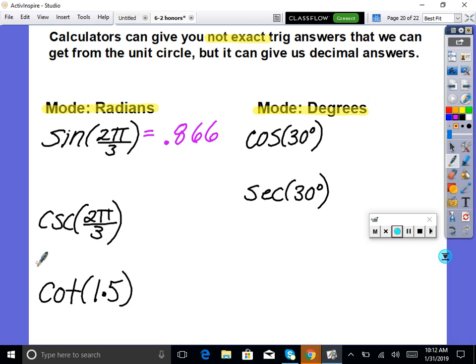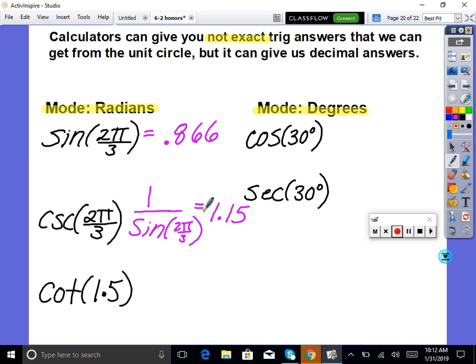Okay, now right here, cosecant at 2 pi thirds. Type it into your calculator. Well, cosecant isn't a button. So isn't cosecant 1 over sine? So you literally go 1 over sine of 2 pi thirds in your calculator. Good, 1.15. Okay, good. Let's just round there.